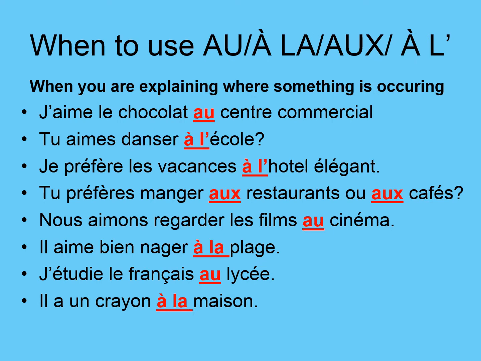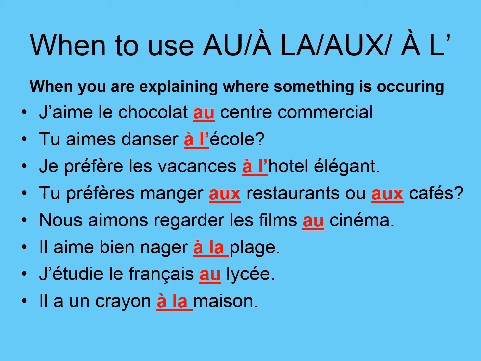When do you use au, à la, and à l'? When you are explaining where something is occurring. So we're using places in all of these. However, we're using au because we're saying where something is happening. In those previous sentences, like "Nous aimons le cinéma," we like the theater, fine, but we weren't explaining where anything was happening. We just made a thought, an opinion. So we use le, la, l'.